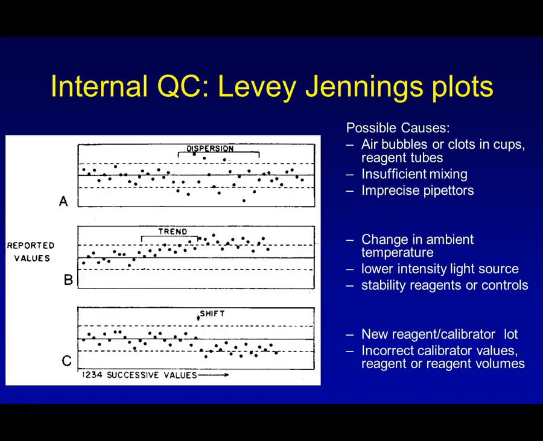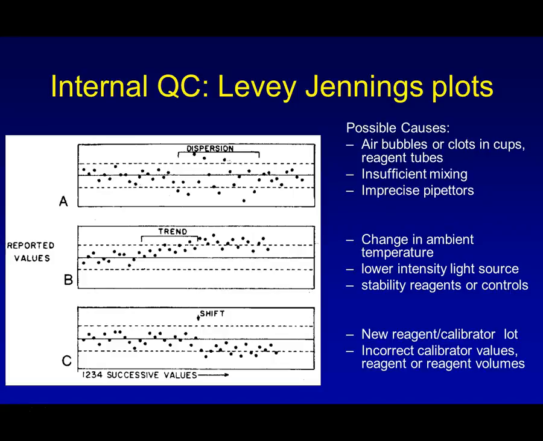In panel B we see a trend in the outcomes and a very slow deviation from the mean. This can be a change in ambient temperature, lower intensity of the light source to measure the outcome, or a reduced stability of the reagents or controls.